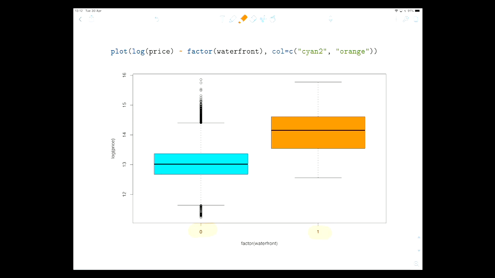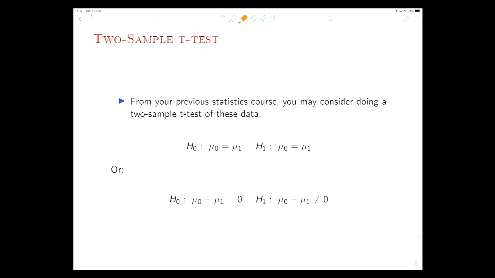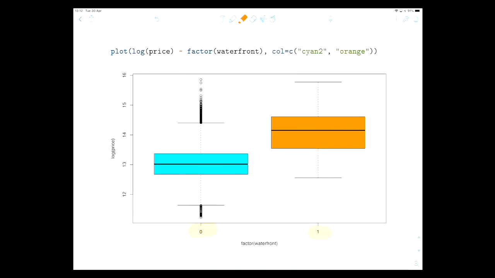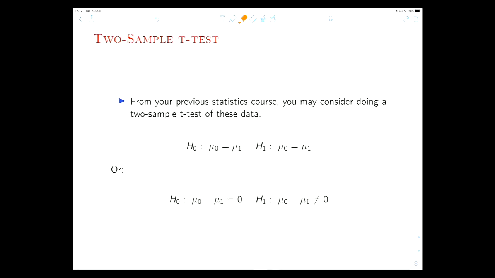Now in Stat 1008 or any other earlier stat courses, so 7055 or something like that, you would have looked at a two-sample test to statistically test whether that difference that we observe visually is actually statistically significant. So the test that you essentially perform, you can write it out as these hypotheses, is that the means of the two groups, properties with waterfront versus properties without waterfront, are equal.